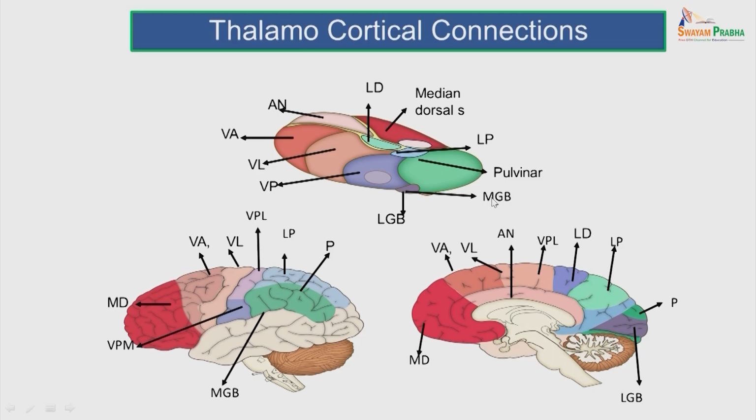The medial geniculate body is relayed in the superior temporal lobe, which is the primary auditory area. Whereas the lateral geniculate body is relayed in the primary visual area in the occipital lobe. So, these are the thalamocortical connections, how the various nuclei of the thalamus are relayed into the different parts of the cerebral cortex, on the superior lateral surface, the medial surface, and also the inferior surface.